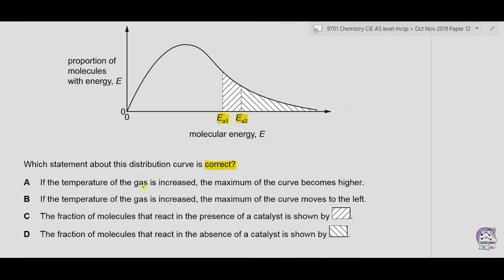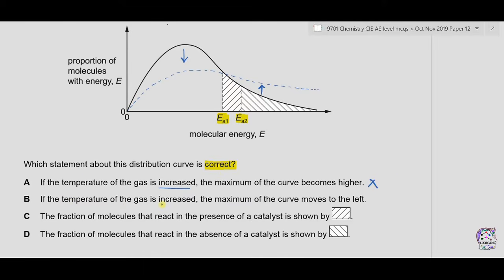A. If the temperature of the gas is increased, the maximum of the curve becomes higher. As we know, in Boltzmann distribution of energies, the area under the curve always remains constant. So whenever temperature is increased, the average molecular energy increases. So this hump will come downwards and this will go upwards. At higher temperature, the graph would be like this. So this is incorrect.